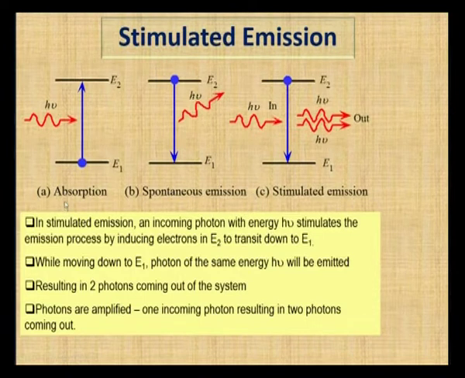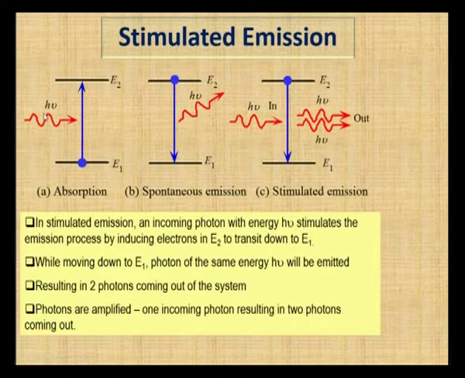The very first type is absorption. In absorption, this is energy level 1 and this is energy level 2. This is considered the lower energy level and this the higher energy level throughout this session. When a photon is incident on the electrons or atoms in energy level 1, the atom is excited to E2. This is called absorption, because the photon is absorbed by the atoms in the lower energy level, and they go to the higher level by absorbing the photon.